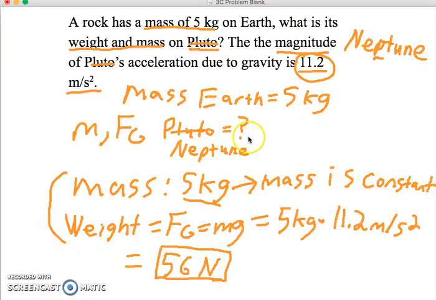Okay, that's it for now. Make sure you have this copied down. Make sure your notes are annotated.